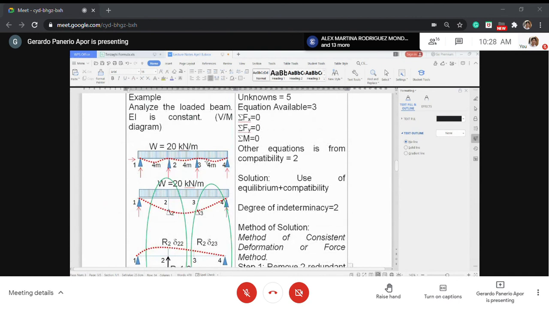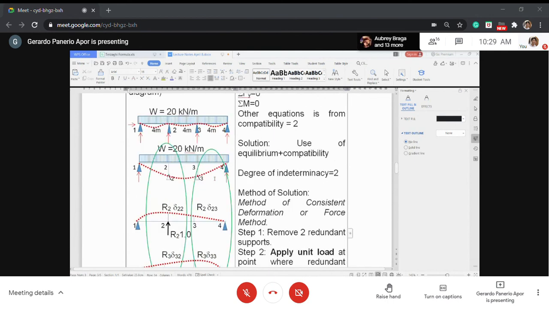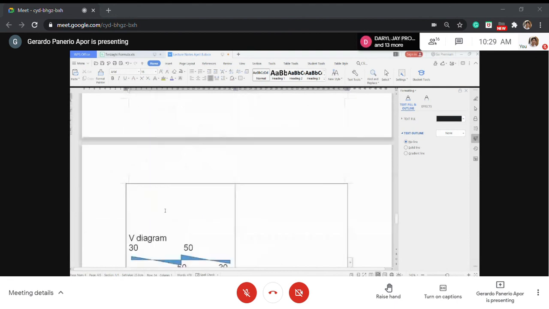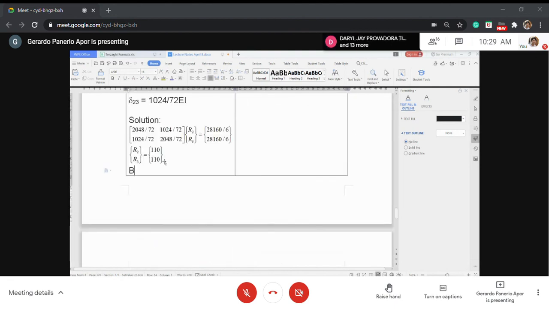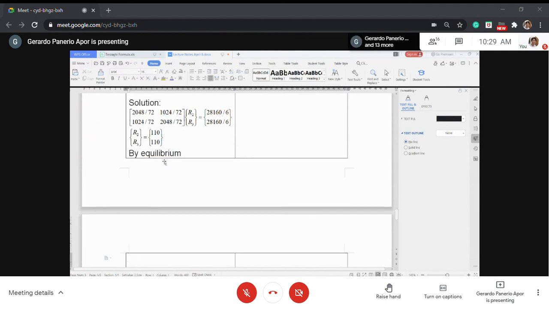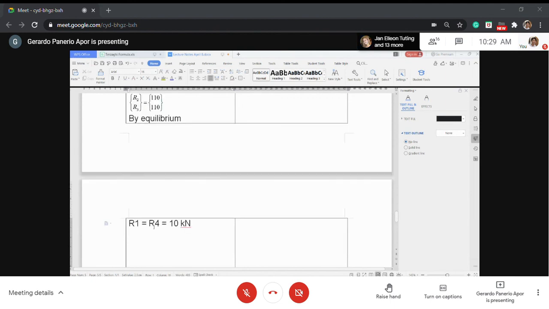So the rest, if you apply what we call the principle of equilibrium, you can solve R1 and R4. In fact, R1 and R4 here, by equilibrium, R1 is equal to R4. R4 is equal to 10. So that's it. R1 equals R4. Okay.